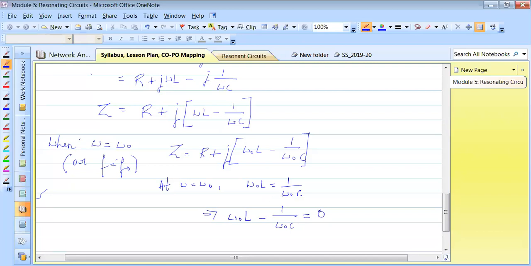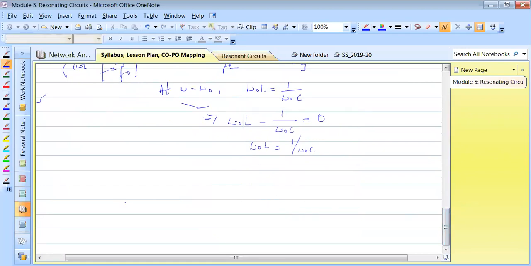Fine. We can say these two are the same. Or also you can say omega naught L minus 1 by omega naught C is equal to 0. So what would happen if it is so? You have omega naught L equal to 1 by omega naught C. And if you take omega onto the left hand side, it would become omega naught square, and you're left with 1 by LC. So this would give omega naught equal to 1 by root LC.